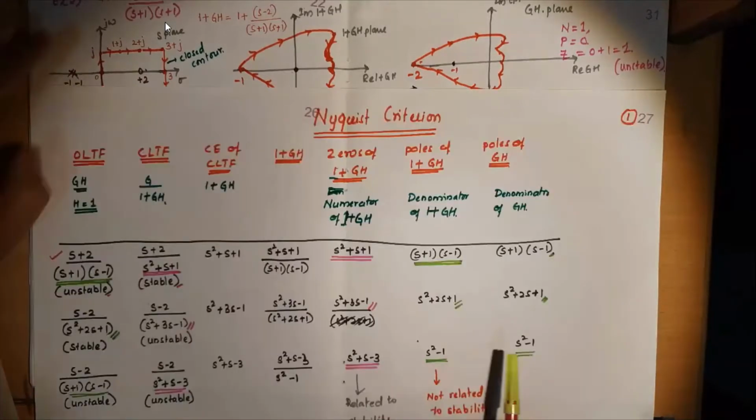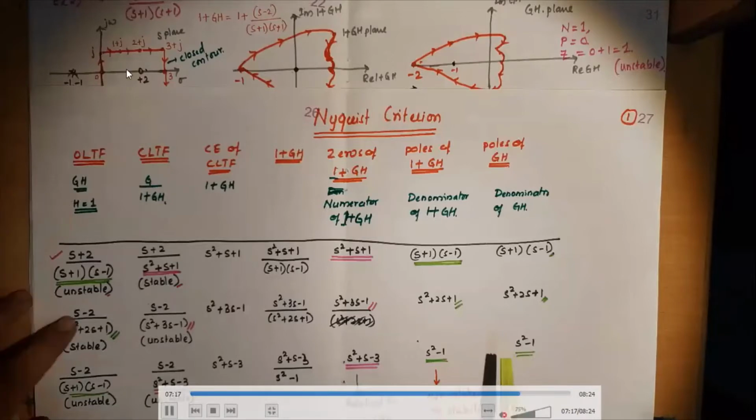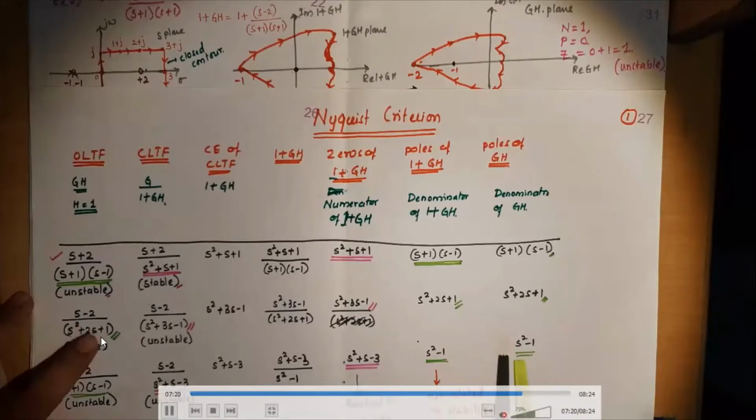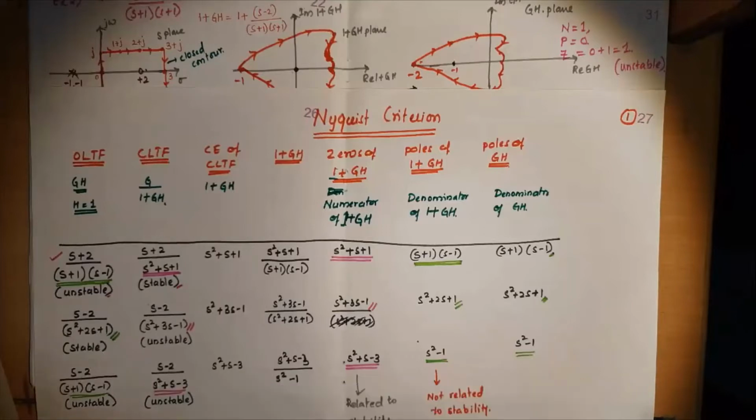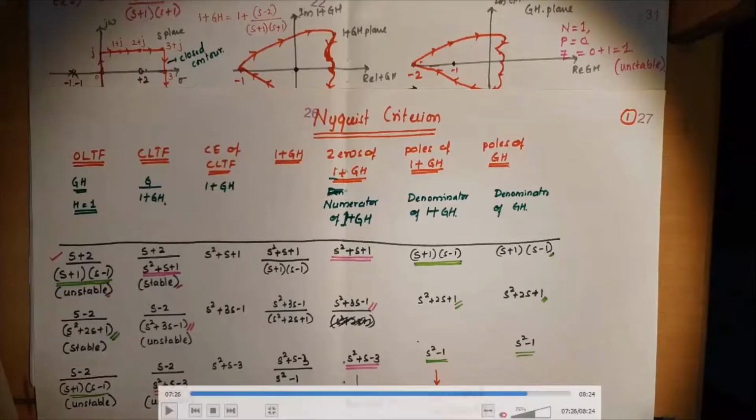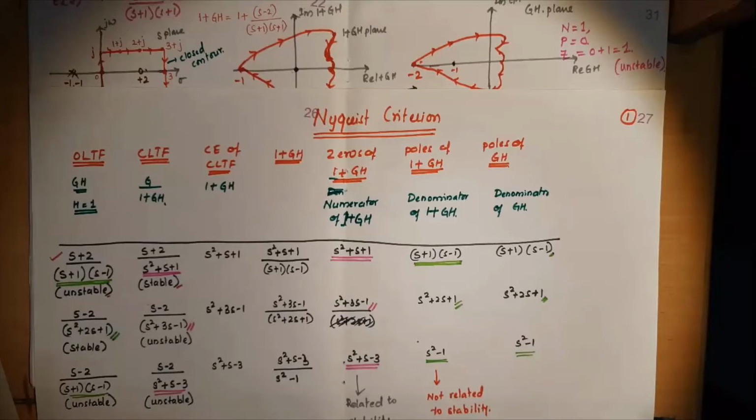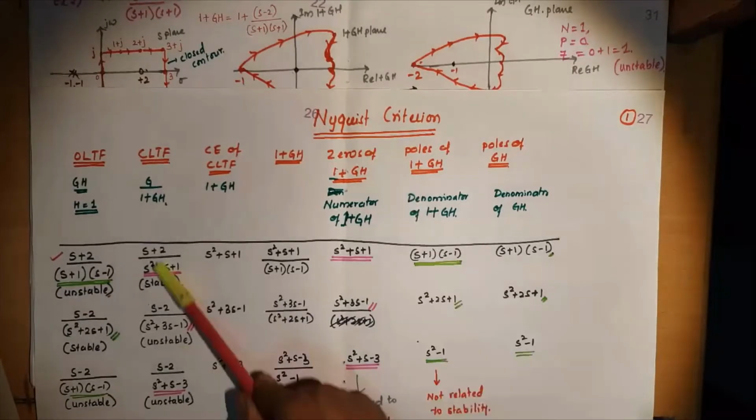So let us check here. The same example I am taking: (S minus 2) divided by (S plus 1) into (S plus 1). Open loop is stable, but closed loop you are ending with unstable. So you got Z equal to 1 because one of the poles is lying in the right half.